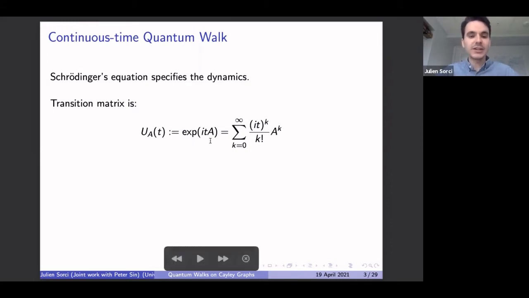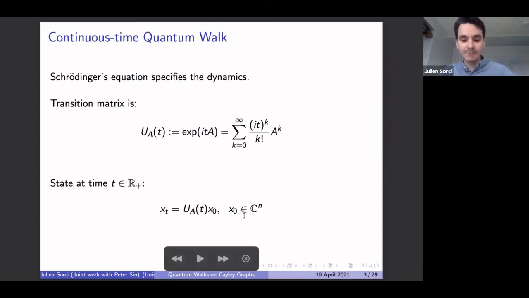Since our adjacency matrix acts on the vertices of the graph, this transition matrix also acts on the vertices of the graph. It has complex entries, and you can easily show that it's a unitary matrix. In particular, if I give you a quantum state, say x_0, which lies in C^n, then to find the state of the system at time t, I just take the transition matrix at time t and multiply it by this initial state. This tells us exactly how our quantum walker moves along the graph.